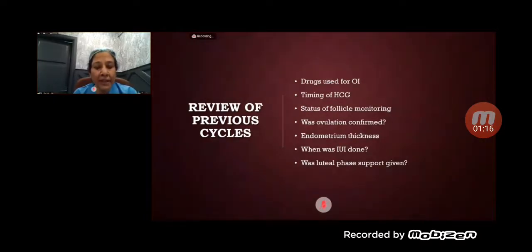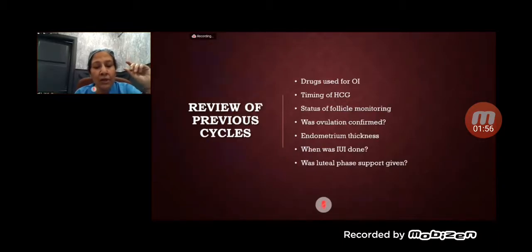What was the timing of HCG? When was HCG given? Because if a trigger is given a little before a maturation is expected, it may not lead to a pregnancy. What is the status of follicle monitoring? Because there should be a very judicious use of ultrasound, both to monitor the follicle and the endometrium. If the ultrasound is combined with a flow, if the endometrial flow is good and the follicular flow is good, you may not have to do any other test to be sure that your follicle is of good quality, and the trigger could be given at that time.